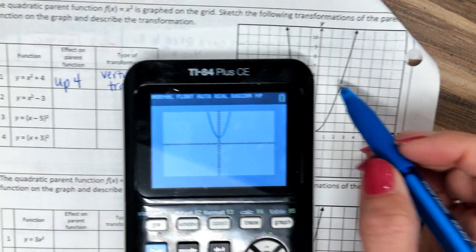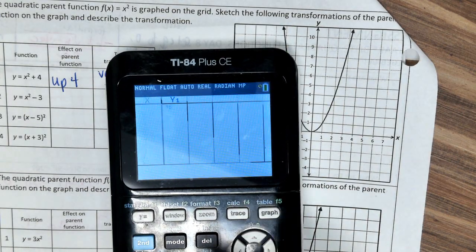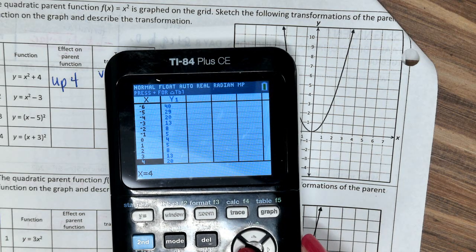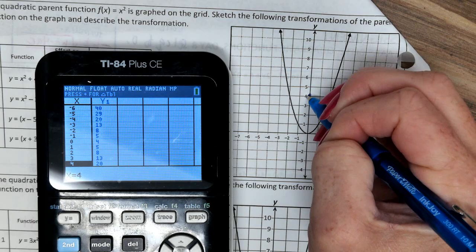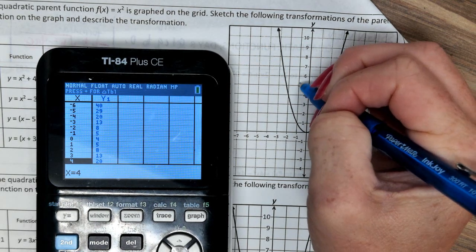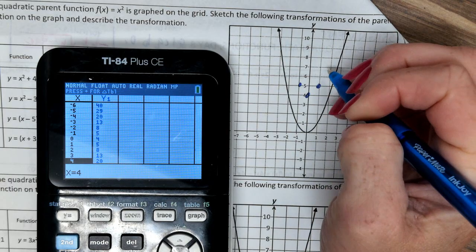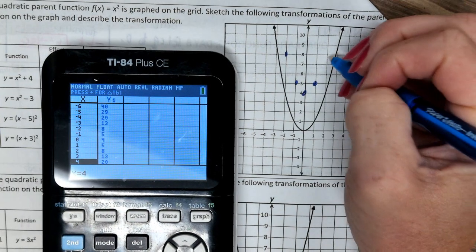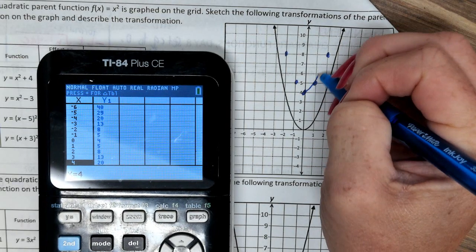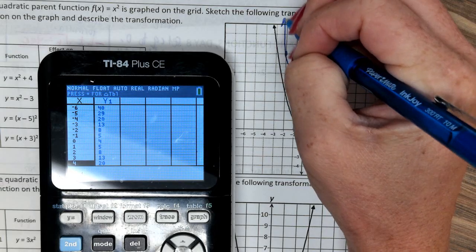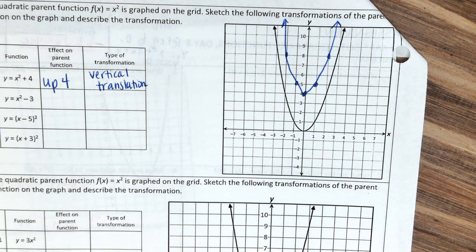And if I want to graph it over here, where would I go? To the table. And I would get some coordinates. So I've got 0, 4, negative 1, 5, positive 1, 5, negative 2, 8, and positive 2, 8. So it didn't stretch it, it didn't compress it, it just slid it 4 units up.